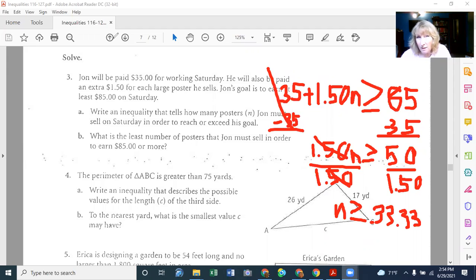He has to sell a little over 33. He has to sell 33.33 posters, which is kind of nonsensical because you can't sell a third of a poster, right? Nobody'd buy that. So technically the correct answer is he would need to sell at least 34 posters. If he didn't sell at least 34 posters, he would not make $85 at least. So he wants to make 85 or more. So he has to sell 34 posters.